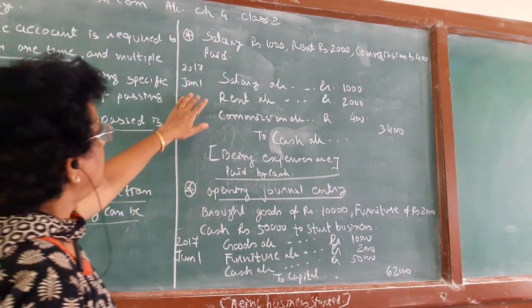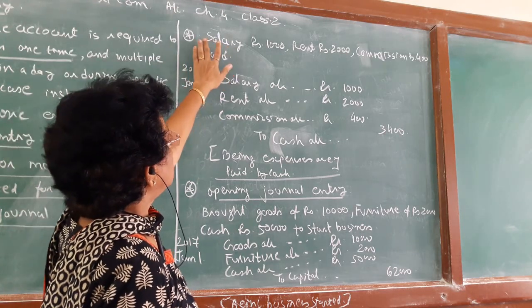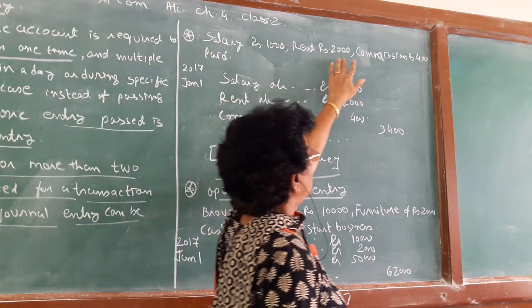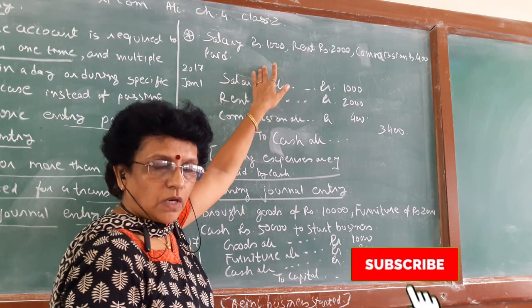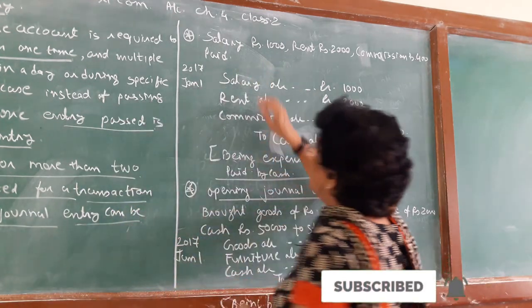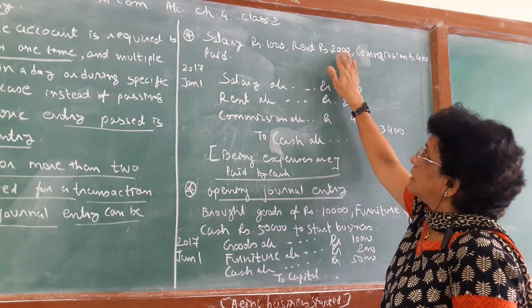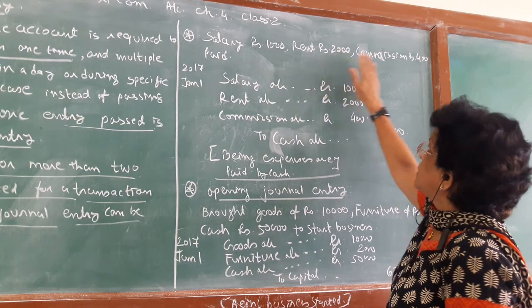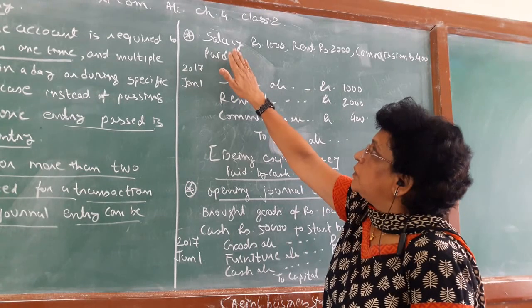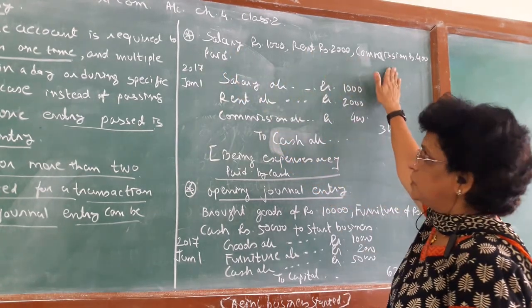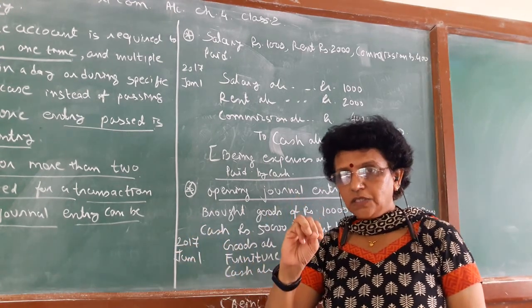The first example: suppose on 2017 January 1st, the transaction is salary 1000, rent 2000, commission 400 paid. So you have paid what? Separate journals need to be written. What journal do you write? Salary account debit 1000, rent account debit 2000, commission account debit 400, and cash account credit. It wastes our time writing the narration three times.